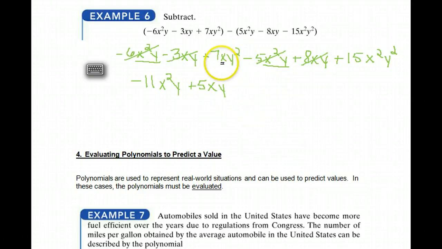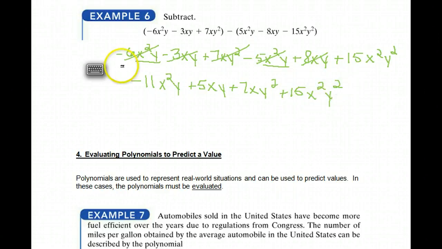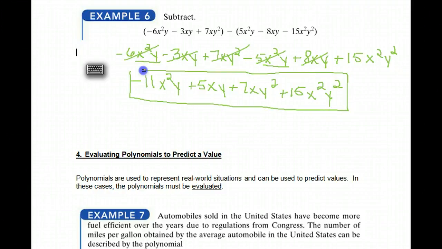And lastly, I have xy squared. And I have no other xy squared, so I will simply rewrite 7xy squared. And you will notice I have one more term, so I must bring that down as well. Positive 15 x squared y squared. And this here is your final answer.